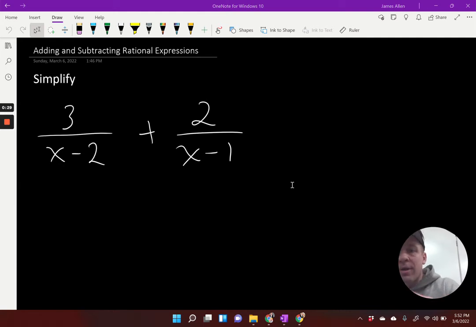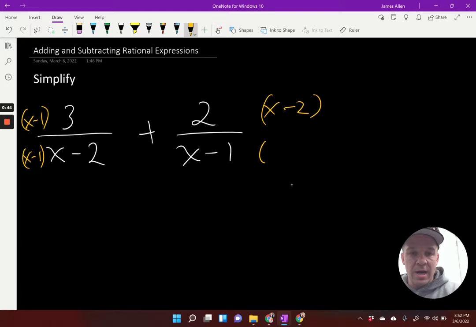So those two are considered to be completely different, nothing in common. Now what I need to do is figure out how am I going to get them to be the same. Well, I can multiply this one by x minus 1, and I got to do that in the denominator too, right? And over here, I can multiply by x minus 2 and x minus 2. That way, I'm going to have x minus 1 times x minus 2 as my common denominator.